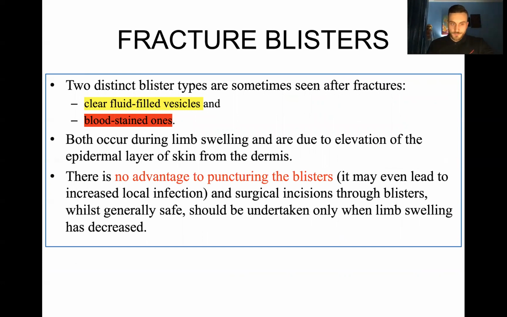Fracture blisters. As you saw in some pictures that I already displayed here, you've seen some blood-stained and clear fluid. So what's the difference? Usually with high energy trauma, the first thing to happen is to have clear fluid blisters. If the trauma is more severe, you will have blood-stained. Nowadays, they say there is no advantage to puncture the blisters. Sometimes we do it for the hemorrhagic. We clean them under sterile techniques and we cover them.